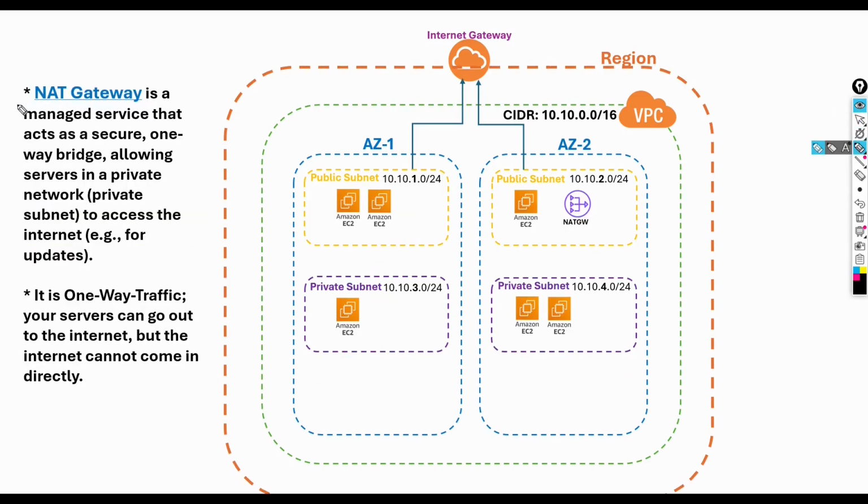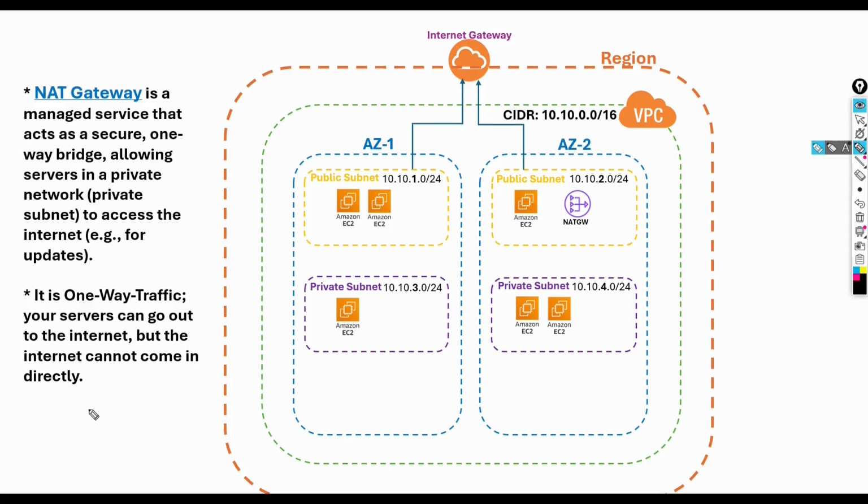NAT gateway. NAT gateway is a managed service that acts as a secure one-way bridge allowing servers in a private network to access the internet. So it is one-way traffic. Your servers can go out to the internet, but the internet cannot come in directly.